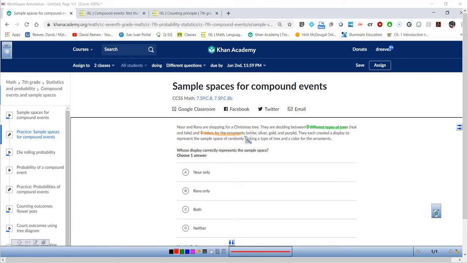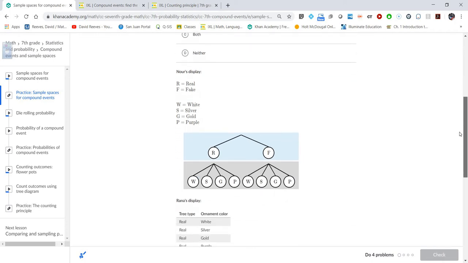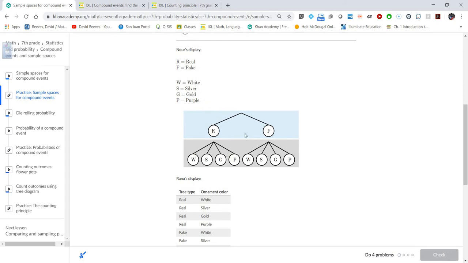So one of the ideas that we need to understand is that if we have two choices of the type of tree and four colors, we're going to be looking for two times four, or eight possible outcomes. All right? And we can see that in the displays that these girls made. So if you take a look at the top display, this is Nora's, we have these two options. We have real and we have fake. And then if she goes with the real, she can go with white, silver, gold, or purple, right? So that represents the four options that go with a real tree. And then if she goes with the fake tree, we also have four possible options.